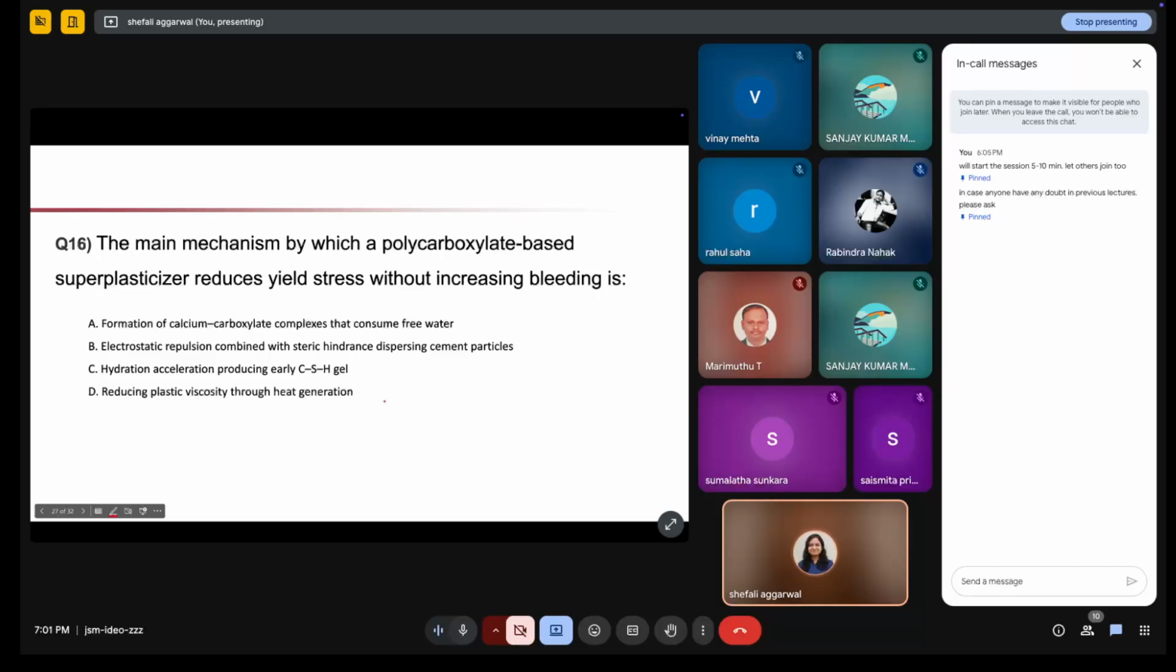Okay. So the last question is, the main mechanism by which PC based superplasticizer reduces yield stress without increasing bleeding is formation of calcium carboxylate complexes that consume free water, electrostatic repulsion combined with steric hindrance, hydration acceleration by producing early CSH gel, or reducing plastic viscosity through heat generation. B. Correct. This is the main mechanism of a superplasticizer: steric hindrance and electrostatic repulsion.